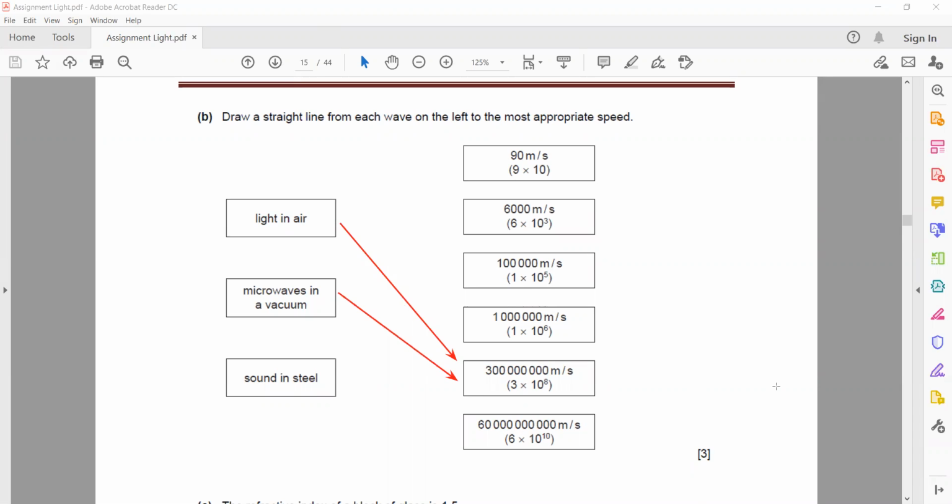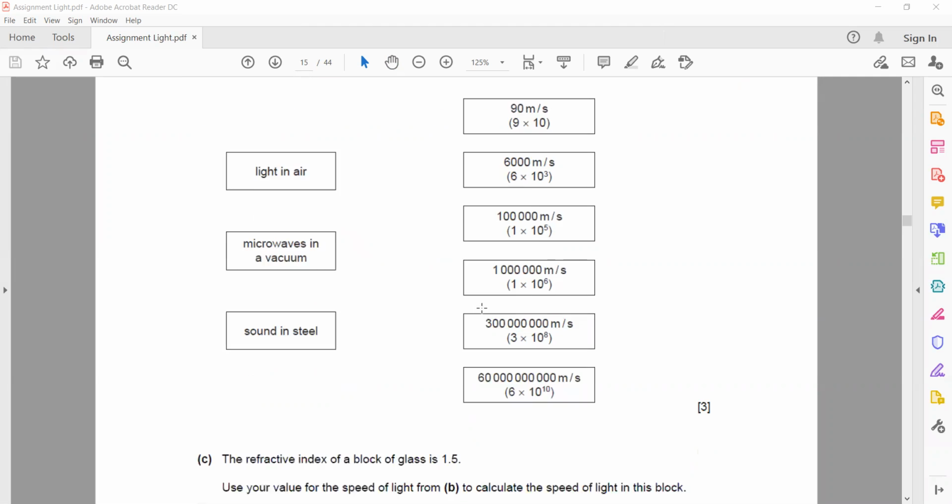And what is the speed of sound in steel, or speed of sound in a solid? The speed of sound in a solid is about 5,000. So the closer value is 6,000. That's why I mentioned 6,000 here. These are approximate speeds, appropriate speeds according to the question.